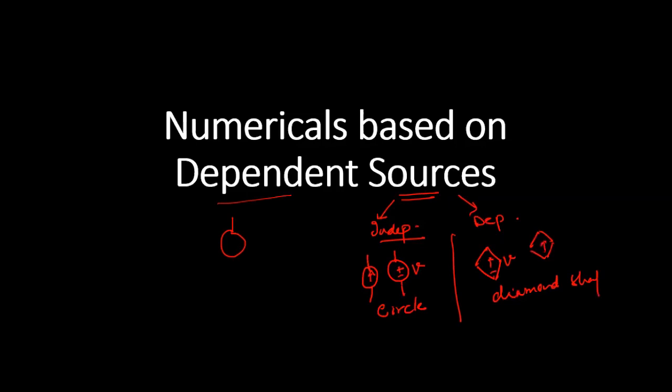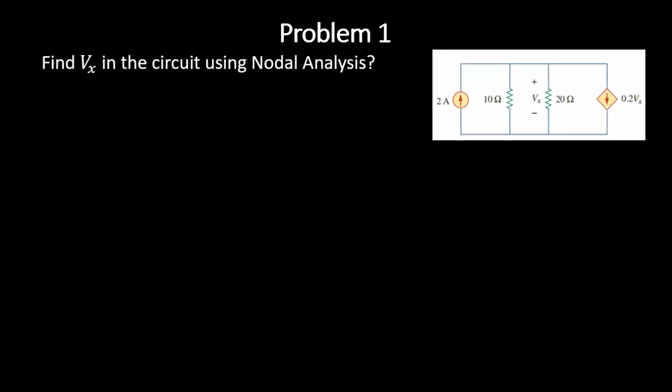Further, you must know that this dependent voltage source can be dependent on the voltage or on the current. Similarly, a dependent current source can again be dependent on the voltage or the current. So we have four different types of dependent sources. Today we'll be solving some numericals which have a mix of dependent and independent sources.